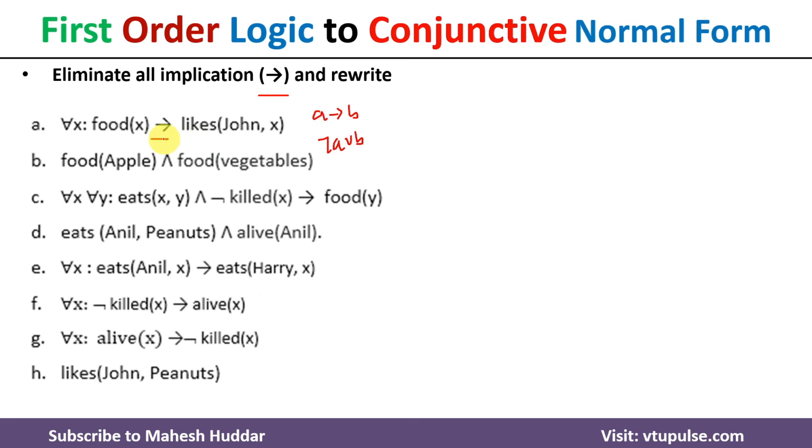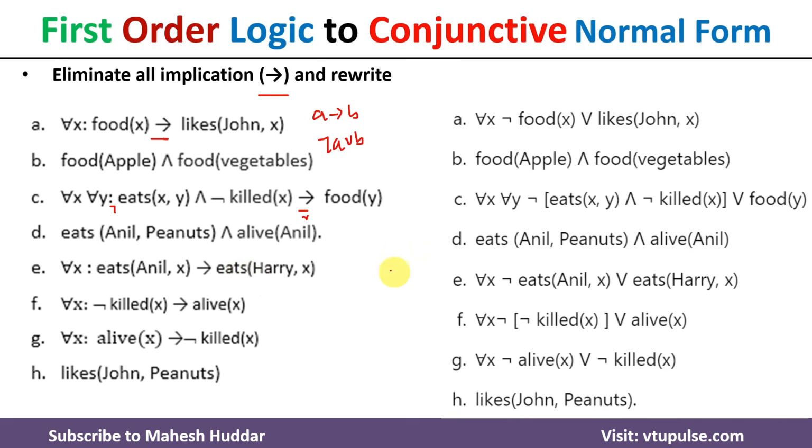So if you look here, there is an implication. If you want to remove this implication, it will become for all x as it is, negation of food of x or likes of John comma x. Similarly, we have one more implication here. There will be a negation in this case and this will be replaced with or over here. Similarly, we have to do it for all other statements. And once you do this, the statements will look something like this.